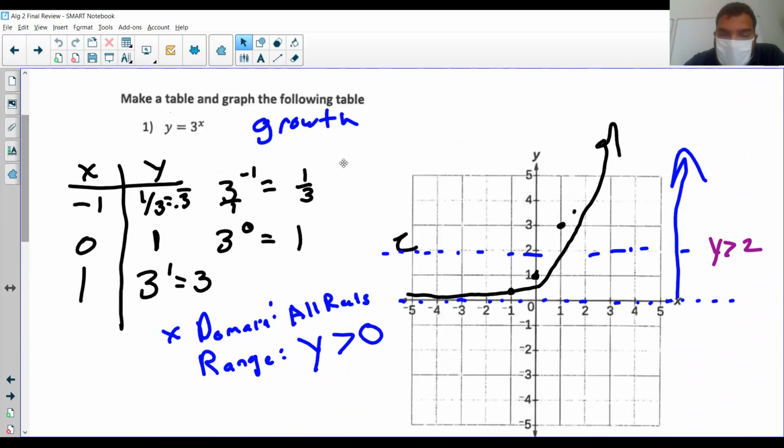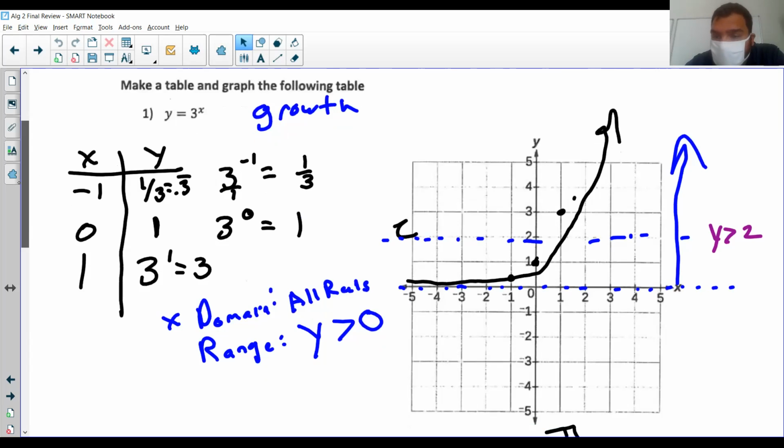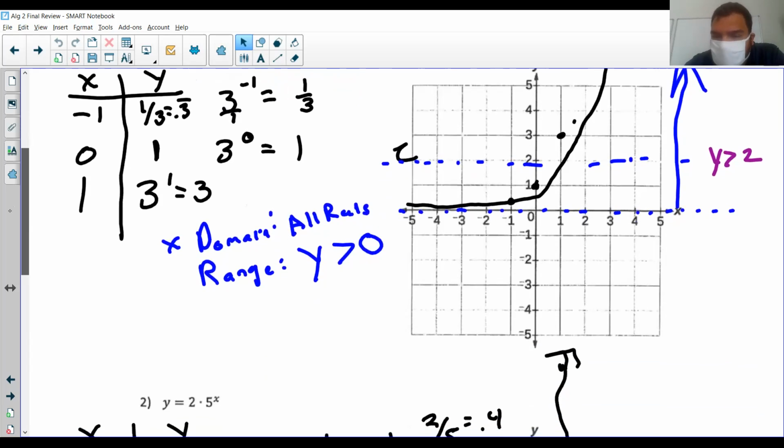This, remember, domain and range. So where it lands is your range, the domain is always all reals or infinite or something along those lines, every number.